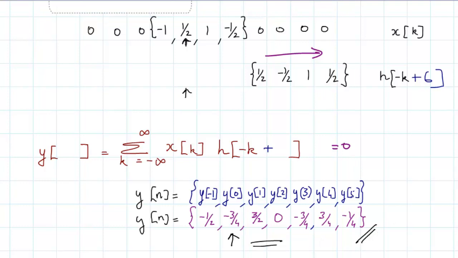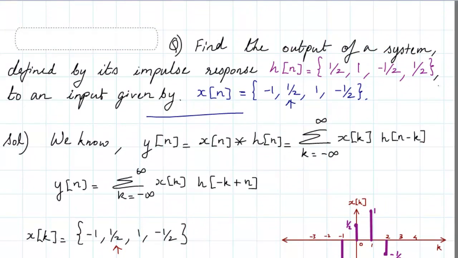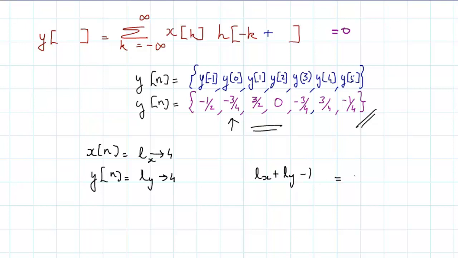Now here, what I want you to remember very particularly is that both these signals were having a finite length. If this h of n is having a length of 4 elements, here also x of n is having a length of 4 elements. So there is a particular formula that is used. If x of n has a length of 4, let's say Lx, and the second signal, let's say it is Ly, is also having a length of 4, generally the rule that we have is Lx plus Ly minus 1. So in this case it will be 4 plus 4 minus 1, which is equal to 7. And you can see I have got the 7 values exactly here.